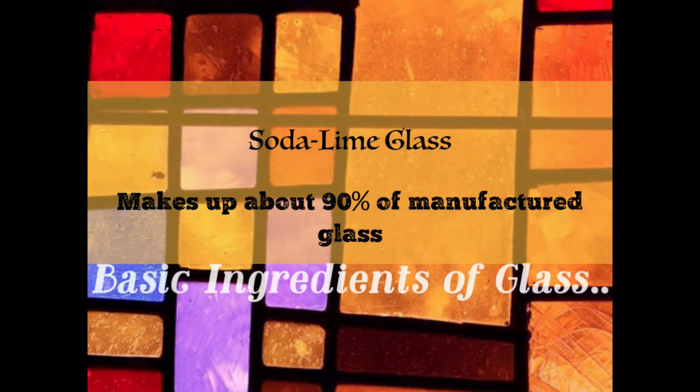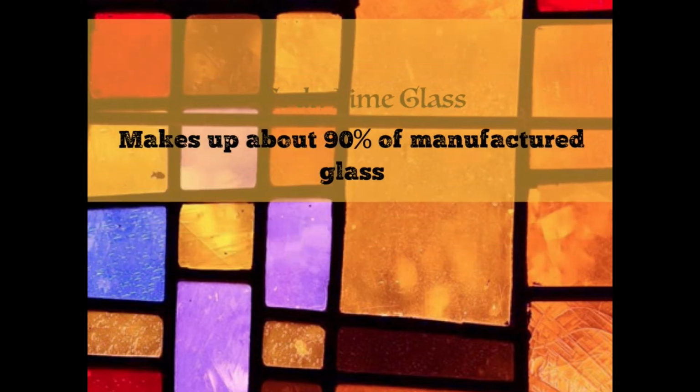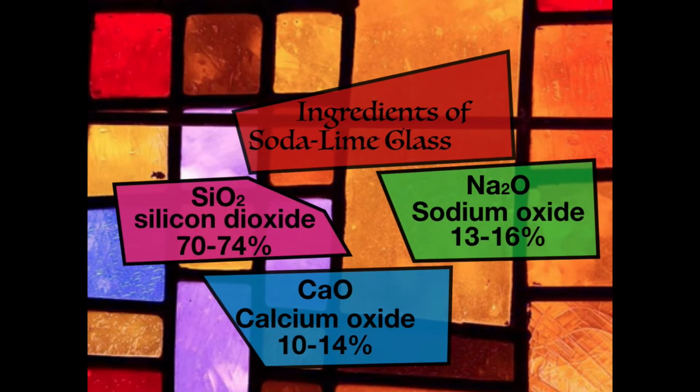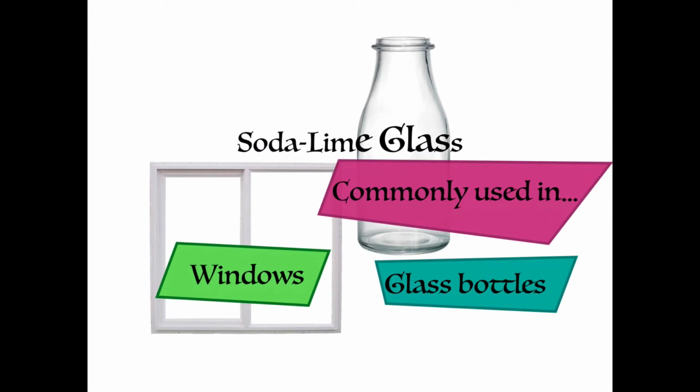So to do that, we want to first take a look at the components of glass. Glass for the most part is called soda lime glass. It comprises 90% of manufactured glass today, so modern glass. Soda lime glass is three main compounds: silicon dioxide, calcium oxide, and sodium oxide. There are varying percentages of these particular compounds in modern glass. Soda lime glass is commonly used in glass bottles and windows.